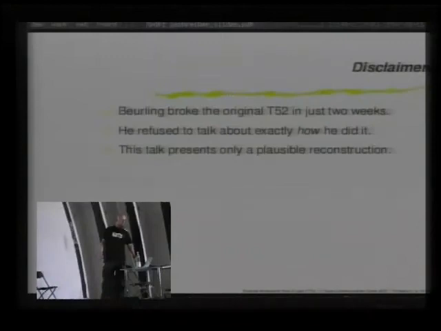Of course, after having noticed that it's machine crypto. But Boiling himself refused to talk about much of how exactly he did the analysis, remarking stuff like, well, a magician doesn't reveal his tricks. So this whole talk presents a plausible reconstruction only.